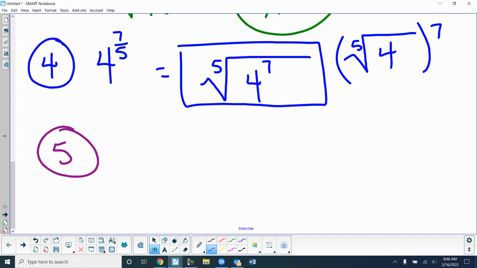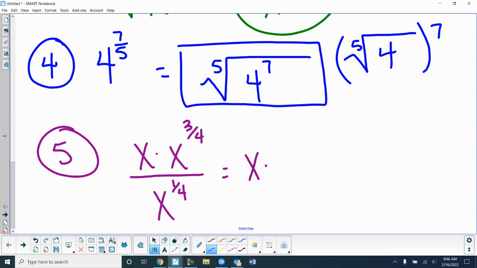So we have x times x to the 3/4 over x to the 1/4. Well, here's what I look at. When I see those two fractions, and they have the same base of x, I'm just going to do what with them? Subtract them. Where's the higher exponent? Top. So what's 3/4 minus 1/4? 2/4, which is 1/2, right?